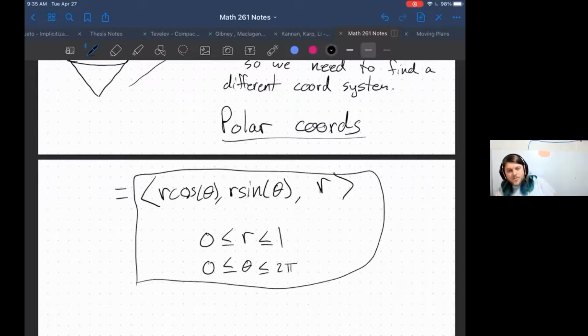So overall, this is our parameterization of the surface. We can write r of r comma theta, which is a little bit weird. Make sure to write down your vector sign. But this is a parameterization of that cone.